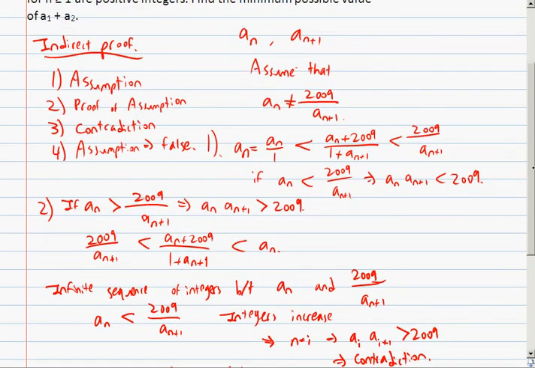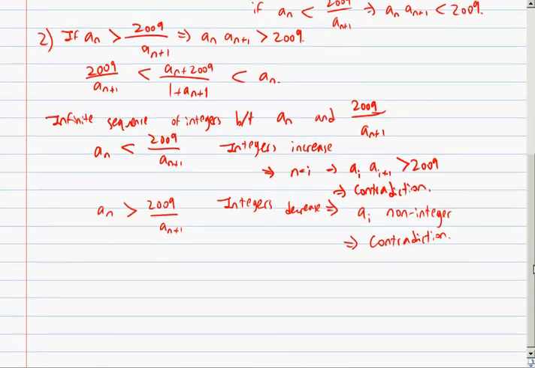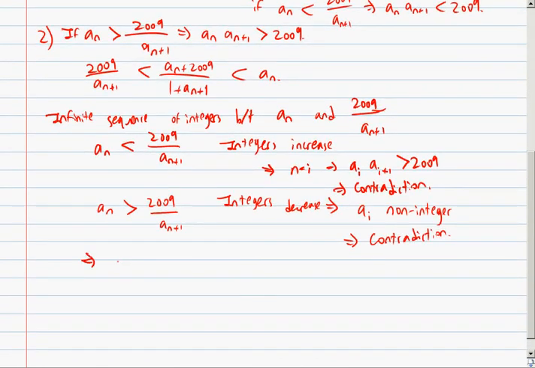Since both subcases lead to contradictions, this original assumption that we made here is indeed false. So what does that mean? Well, that basically means that we have to have a sub n equal to 2009 over a sub n plus 1, or a sub n times a sub n plus 1 equal to 2009. So this means that a sub 1 times a sub 2 is equal to 2009.